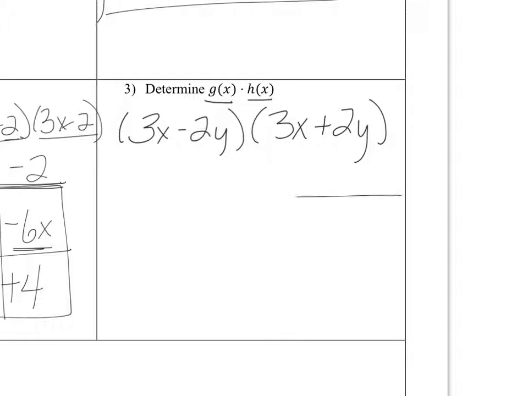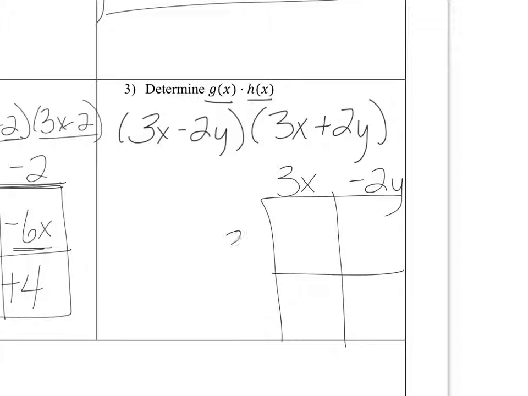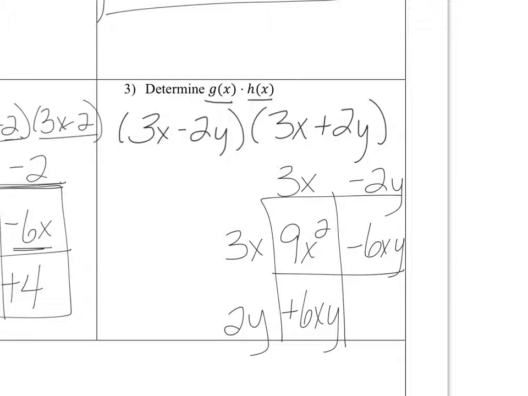So I'm going to just create my box. I'm going to do it on the side here. So one binomial goes here, 3x minus 2y. The other goes here, 3x plus 2y. And we multiply. 9x squared minus 6xy and plus 6xy. And then the last one would be a negative 4y squared, because it's negative 2y times a positive 2y.